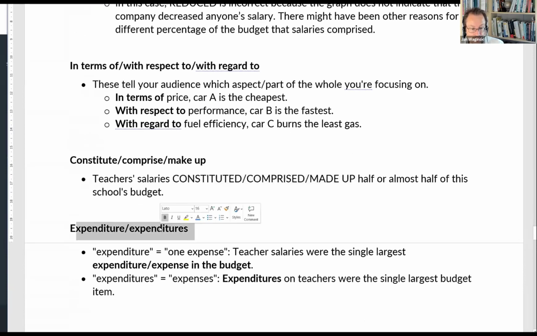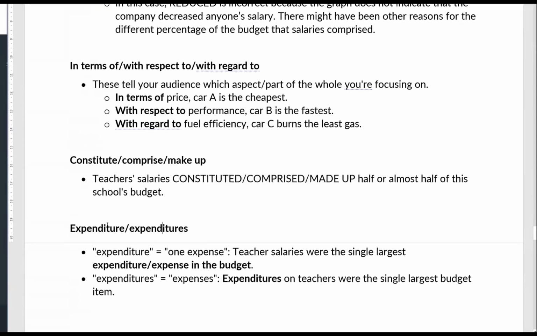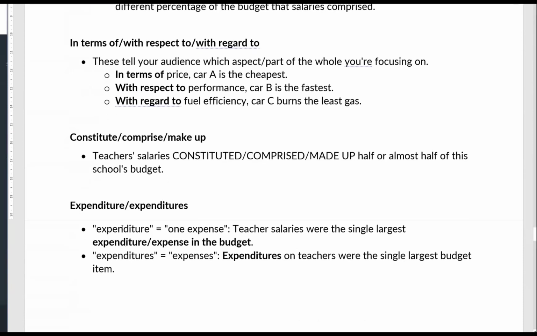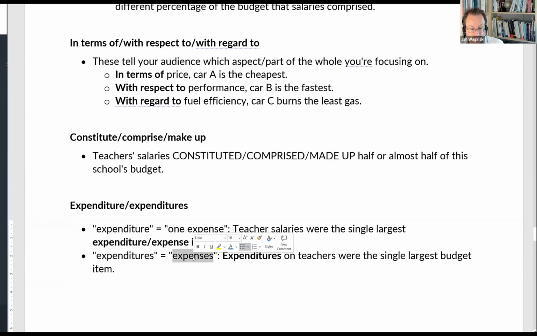Expenditure and expenditures. This is a great synonym. These are great words to use instead of the amount that was spent. And this is countable, by the way. So expenditure is one expense. Teacher salaries were the single largest expenditure or expense in the budget. So these are good synonyms. Expenditures, just like expenses, is countable. Expenditures on teachers were the single largest budget item. Here, though, you can't say expenses on teachers. The meaning is the same, but we can't use expenses.